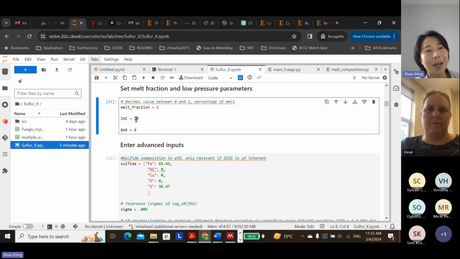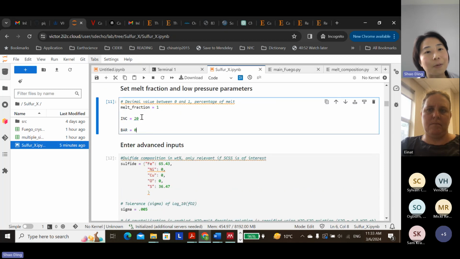This is more likely to happen when you enable the FO2, because the FO2 will affect the KD. And if the FO2 all of a sudden has a large excursion, then the KD will have a large excursion, and then everything can blow up. But usually, if you don't want to track FO2, I think there shouldn't be any problem running to one atmosphere.